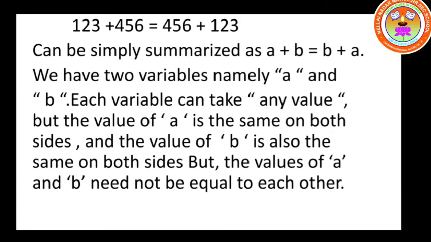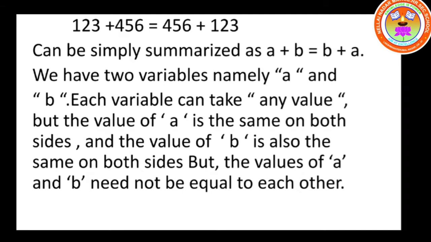Now listen, it can be simply summarized as A plus B. That is, you can recognize the first number as A and the second one as B. Which is equal to what? Just opposite, B plus A. Here we have two variables, namely A and B. Each variable can take any value, but the value of A is the same on both sides. I think you understood what I am trying to say.